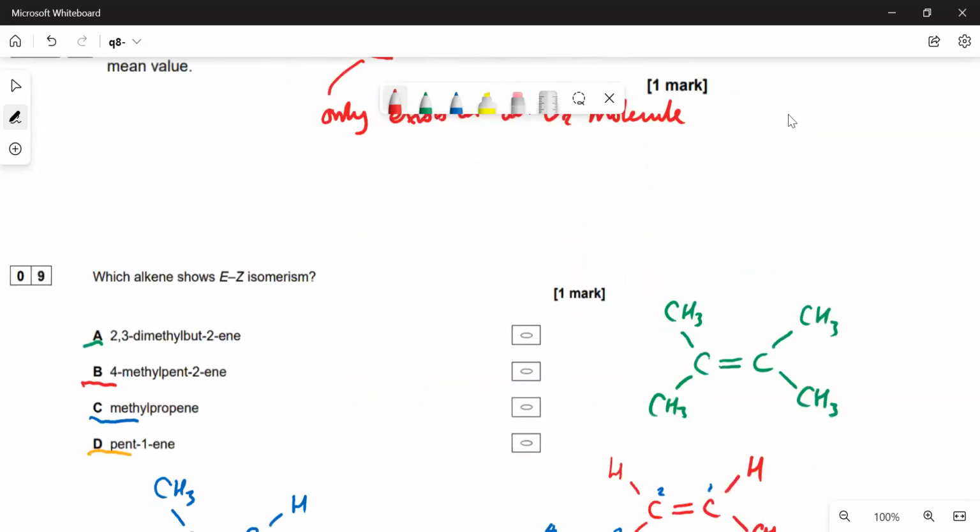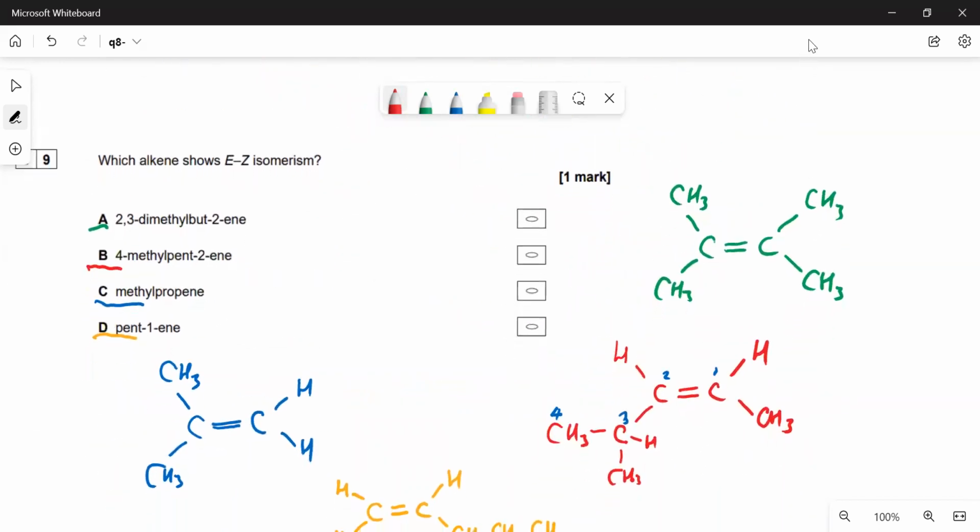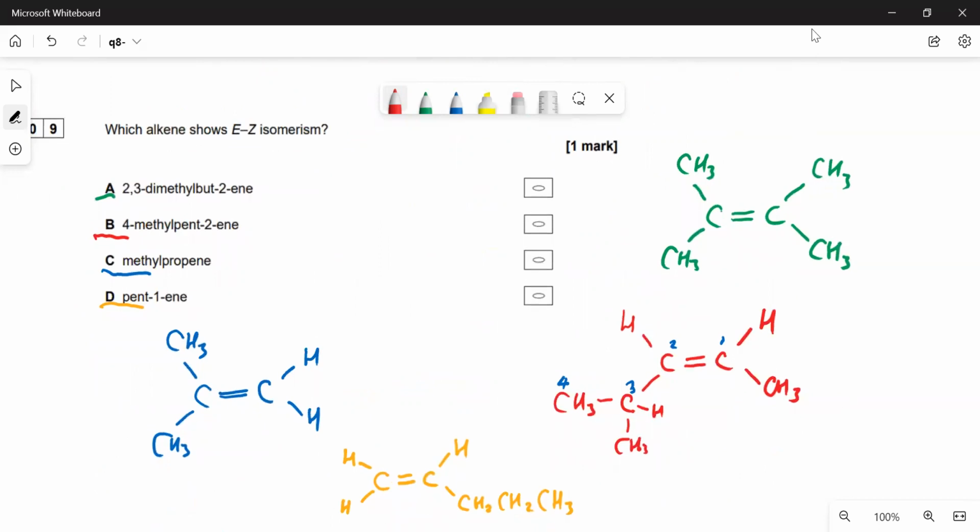Okay, onto the multiple choice now. Which alkene shows EZ isomerism? I've color-coded this. 2,3-dimethylbutene is this thing here. Now you can see on this carbon you've got the same groups attached to it. So if you swap them around, it doesn't make any difference. There aren't two isomers, and it's also the same on that one as well. So that's not the answer. Can't show EZ isomerism.